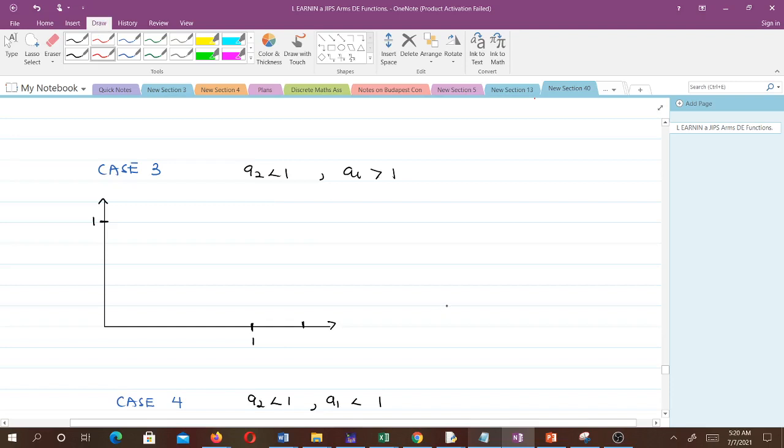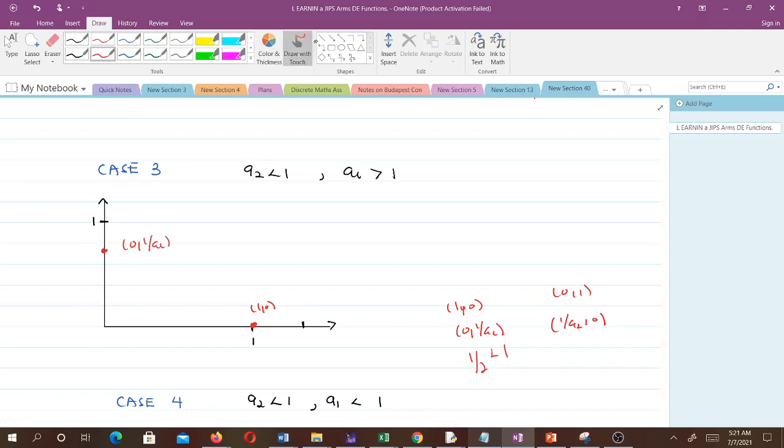So note that the points for the first Nullcline are 1, 0 and 0, 1 over a1, and the other one is 0, 1 and 1 over a2, 0. So this is 1, 0, right? Then we have the point 0, 1 over a1, but a1 is greater than 1. A1 greater than 1 means that you can take something like 2, and this will be less than 1, right? So that point will be somewhere here. So this will be the point 0, 1 over a1. Okay, then we can plot this.